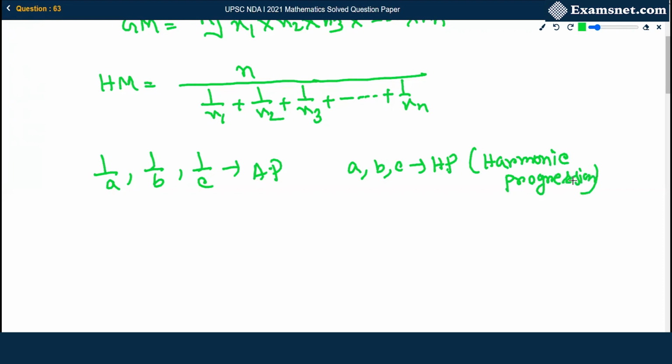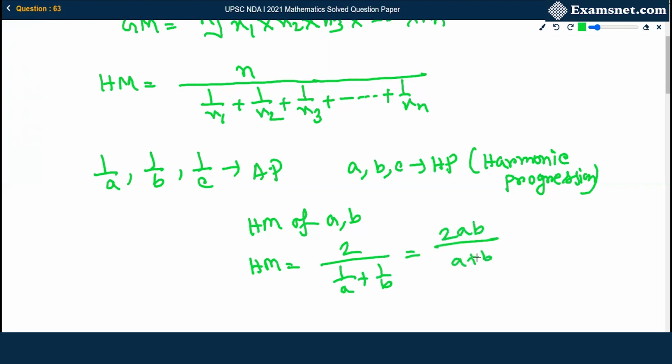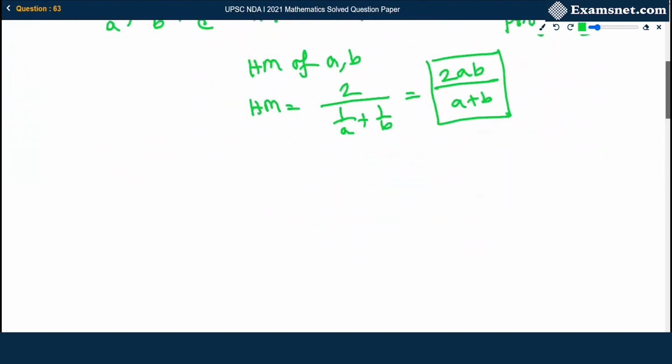Now from here, the harmonic mean, that means HM, is coming. So I can find the HM of A and B. The formula is 2 divided by (1/A + 1/B), so 2AB by (A + B). This is the formula for harmonic mean of two terms. Okay, so let's start with the solution.